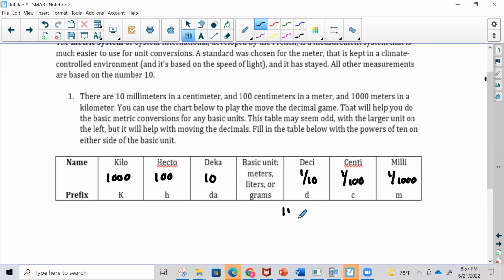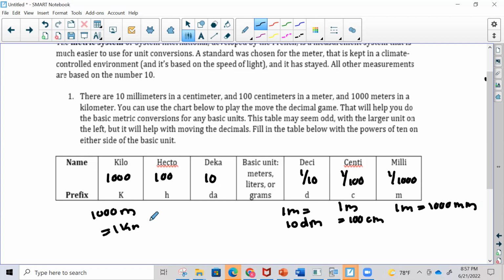Okay, and so what that means is 1 meter is going to be equal to 10 decimeters, and 1 meter is going to equal 100 centimeters, and 1 meter is going to equal 1,000 millimeters. And then this is 1,000 meters is equal to 1 kilometer, 100 meters is equal to 1 hectometer, and 10 meters is equal to 1 decameter. Okay, so these are all larger than a meter, and these are all smaller.